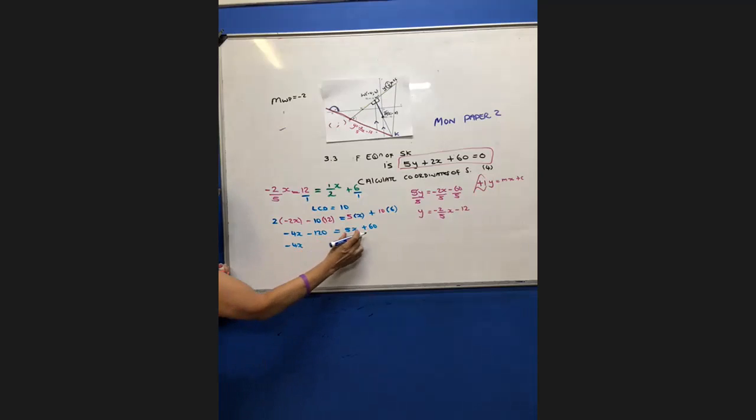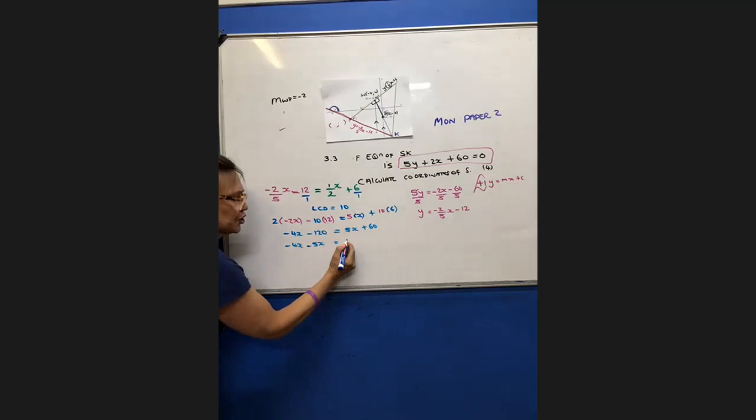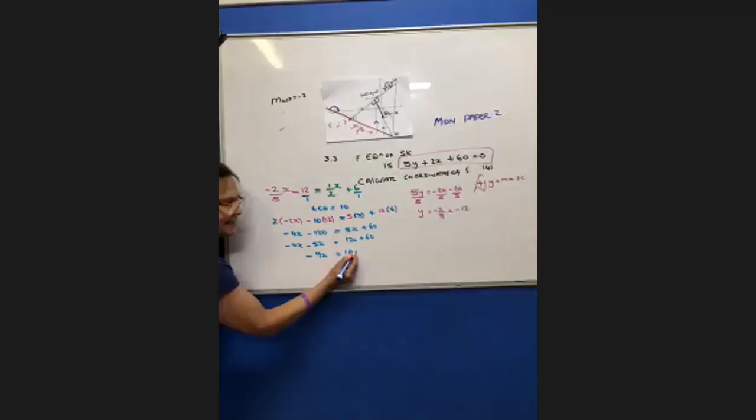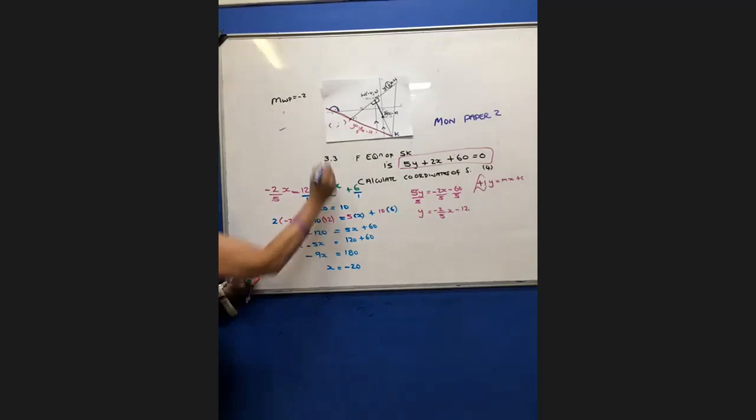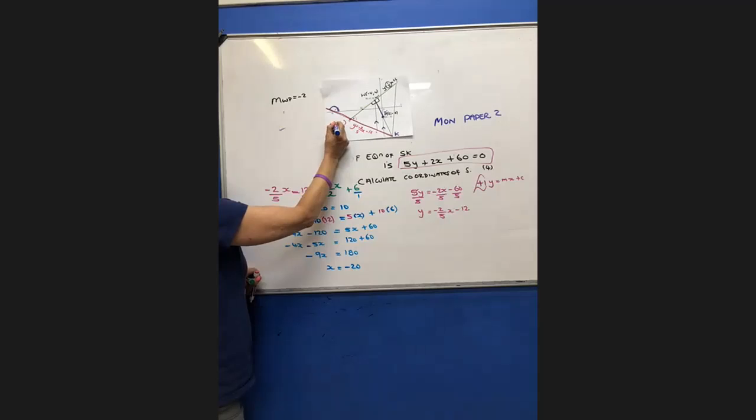Minus 4x, bring the 5x across, so it's minus 5x. That will equal, bring that across, so you're going to get positive 120, so -9x... 9x equals 180. So if you divide that through, you're going to get x is negative 20. Now, negative 20 it is.